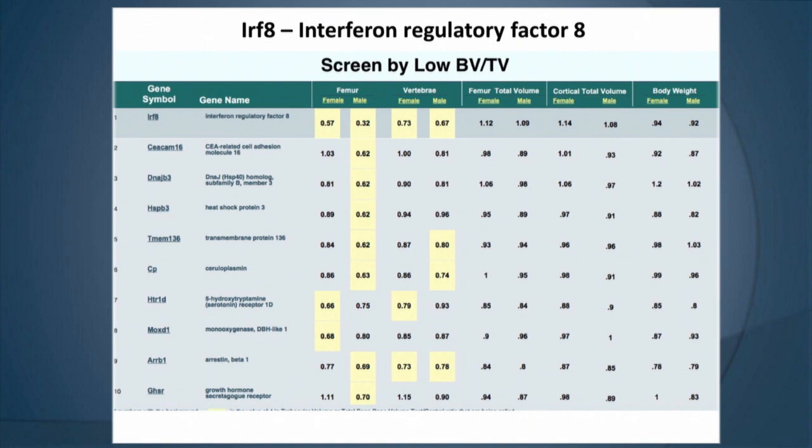So this is the group of animals that had a low BVTV. And these are the top 10 hits in which the ratio of their BVTV relative to control is highlighted here. So this is the femur, and this is the vertebra. These are some bone size and body size measurements. So the one that is most striking, and it came up pretty early on, was IRF8.